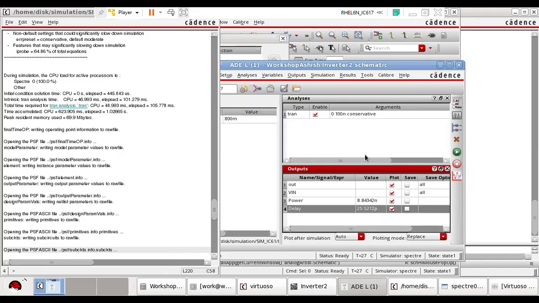See, my power has gone to 8.84 nanowatt and the delay has gone to 25.52. Both devices are fast now, so the result has gone faster. You see, the power consumption was 9.22 nanowatt. It has come down to 8.84 nanowatt. And the delay was 33.589. Now it has become 25.52. The delay has reduced, means your device has gone faster.